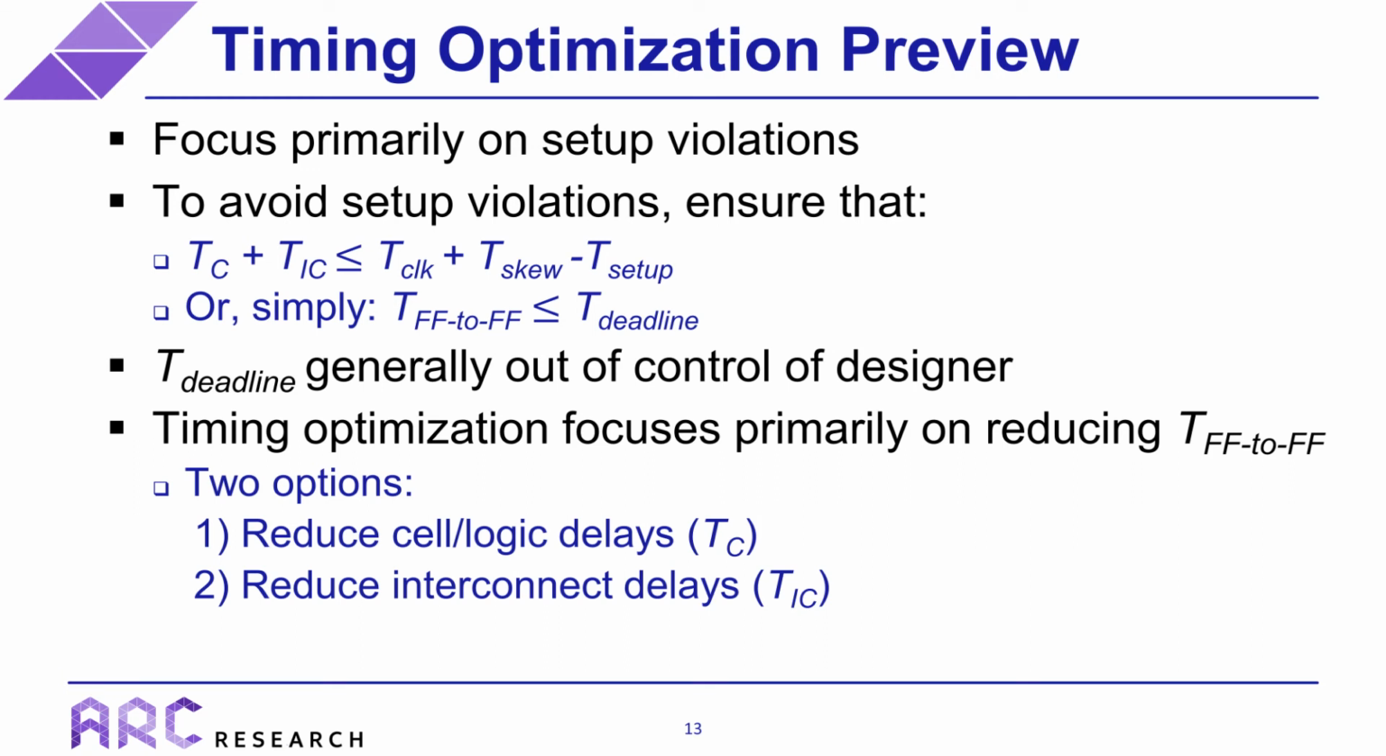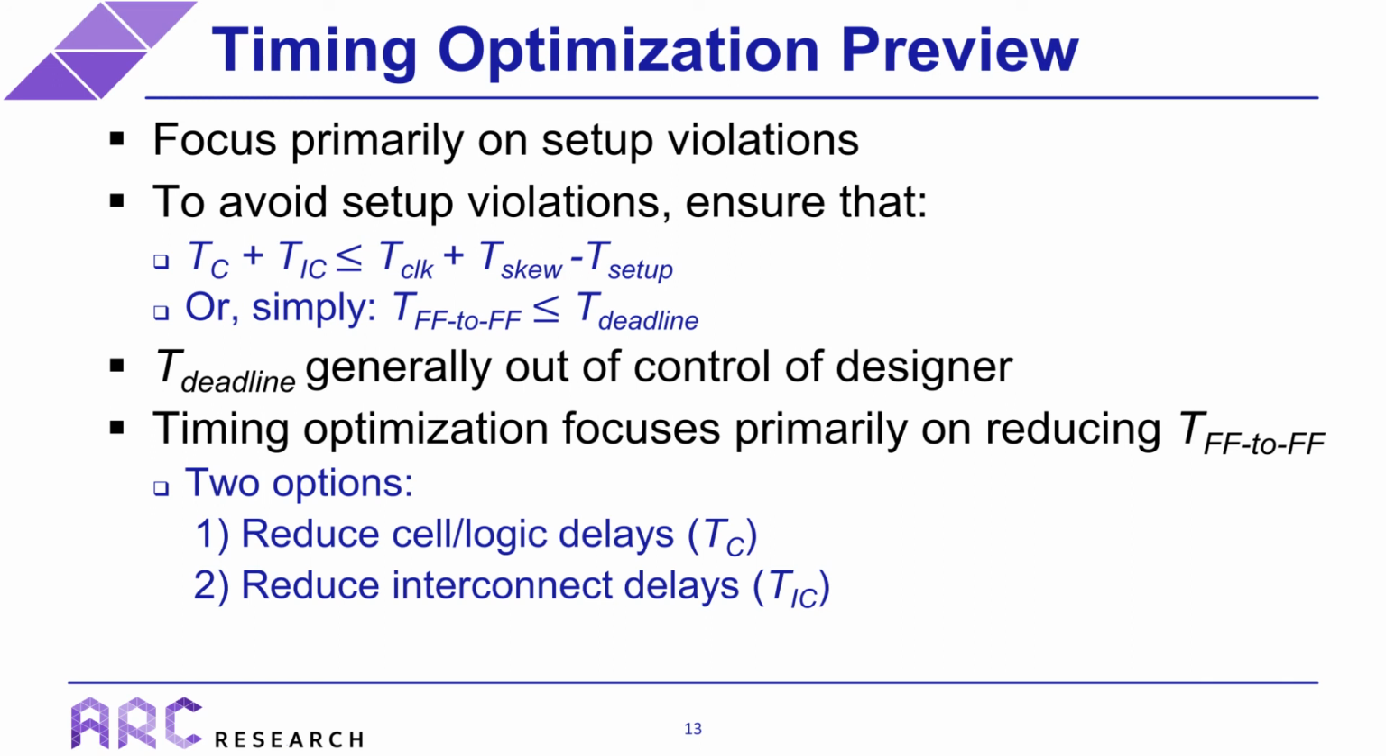Alright, so here is a preview of how we will be doing timing optimization. So first, we will be focusing primarily on setup violations since those are more common. Now remember that in order to avoid setup violations, we need to ensure that the sum of the cell and interconnect delays is less than or equal to the clock period plus the clock skew minus the setup time for all paths between flip-flops in the entire design.